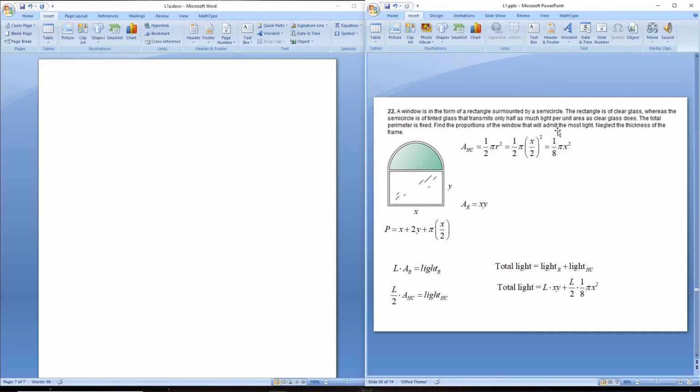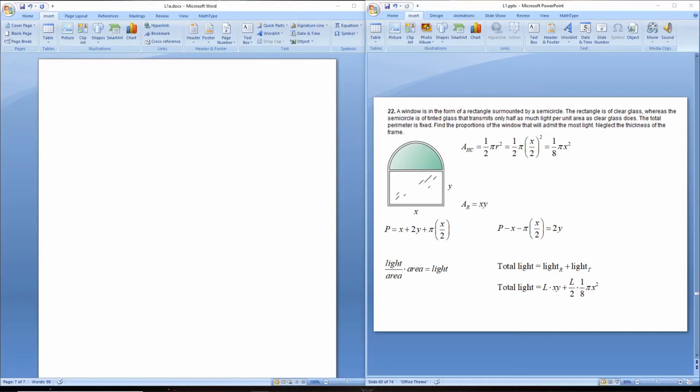And we want to admit the most light. So we want to find the maximum of this function. Now remember, L is some number. X and y, though, are different variables. And so we need to get rid of y. And we can do that with the perimeter. We can use the perimeter to solve for y.